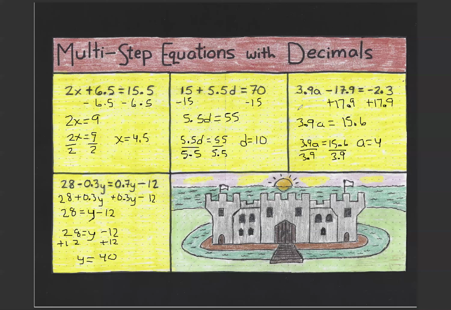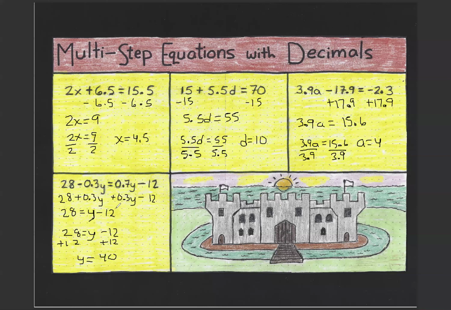And let's go on to 3.9a minus 17.9 is equal to a negative 2.3. And in this case, we added 17.9 to both sides of the equation so that 3.9a is equal to 15.6. But in order to find out what a is, we have to divide both sides of this equation by 3.9. And when 15.6 is divided by 3.9, the letter a is equal to 4, in which we can plug back into the equation to make sure that a is equal to 4 is true.